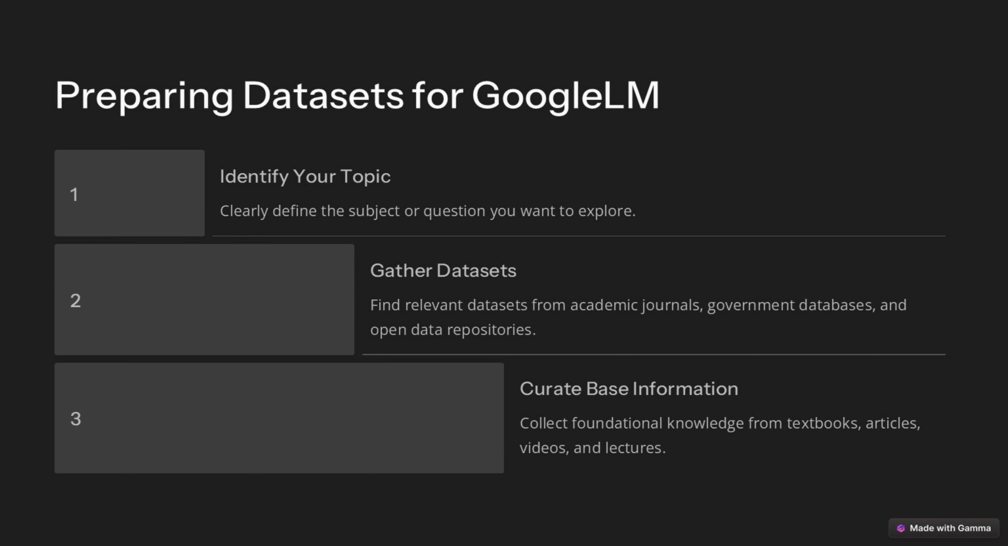To effectively use Google LM and maximize its capabilities, you need to provide it with relevant datasets and base information. Here's how you can prepare and utilize datasets for your research. Firstly, identify your research topic. Clearly define the subject or questions that you want to explore. This helps to gather focused datasets. Secondly, gather datasets. Look for datasets that are pertinent to your research.